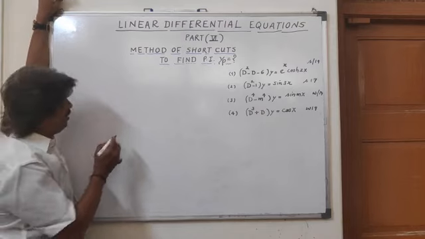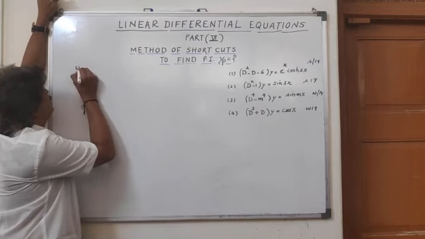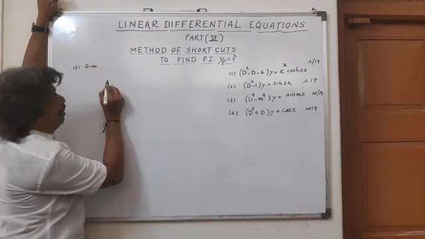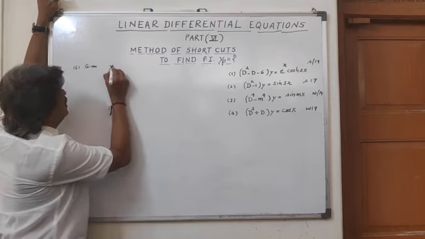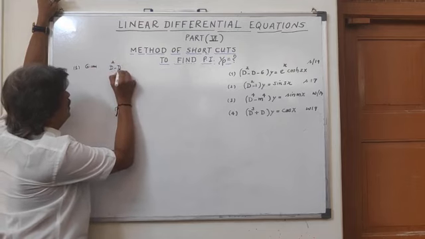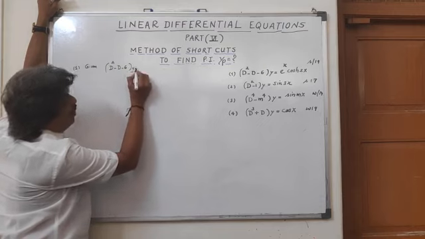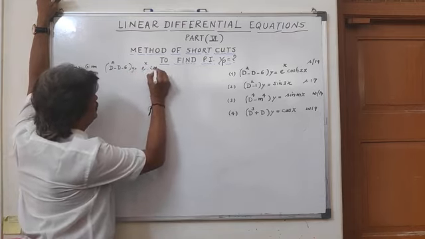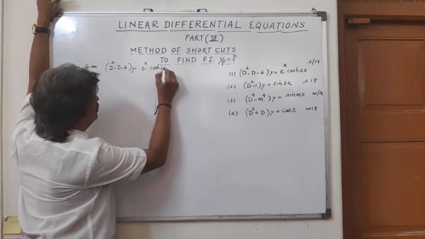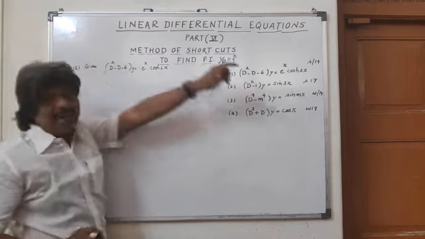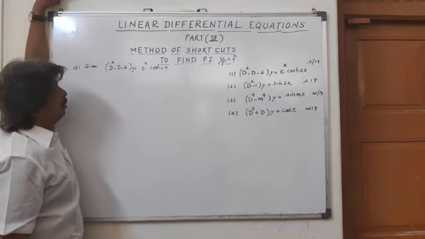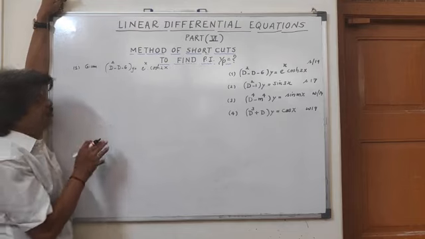The linear differential equation is given: D square minus D minus 6 times y is equal to e to the power x into cos h 2x. This was asked in summer 2019. So I am going to solve this linear differential equation.